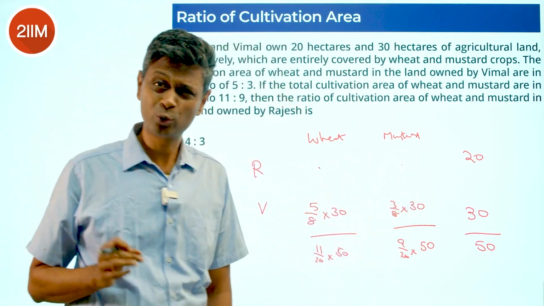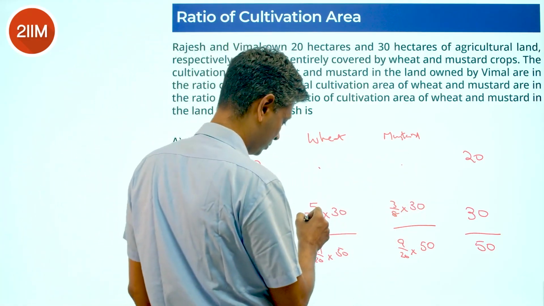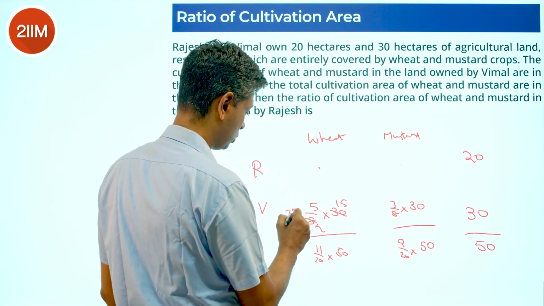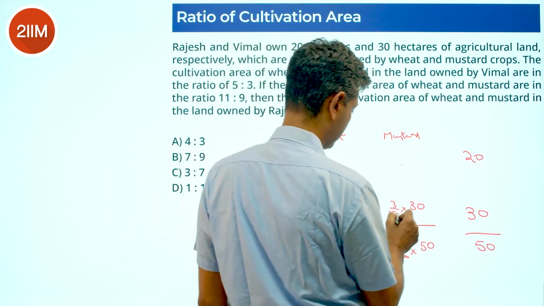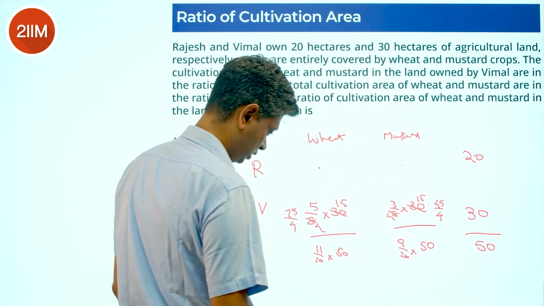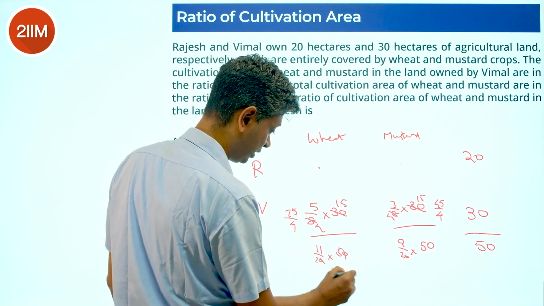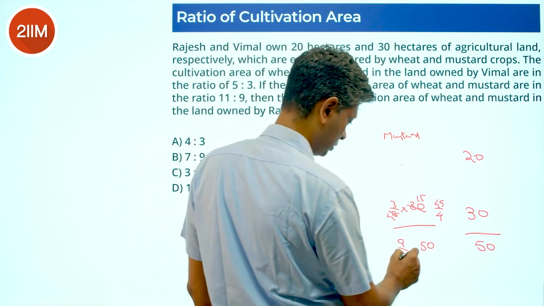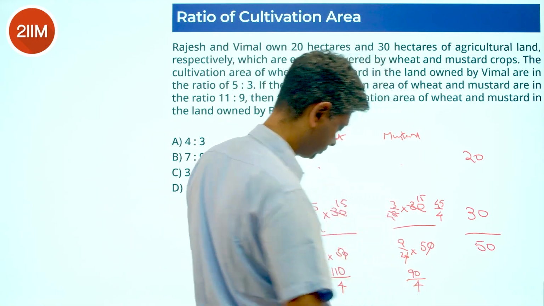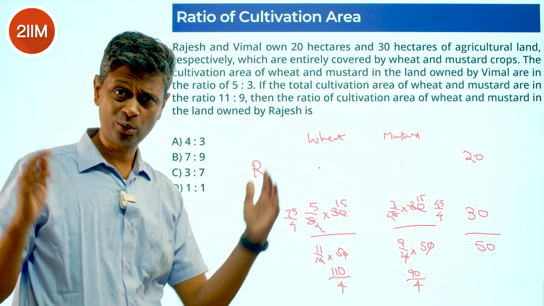Got all the numbers. Super simple question. A bunch of difficult ones. 5 by 8 into 30. This becomes 4, 15. This is 75 by 4. 3 by 8 into 30, 4, 15, 45 by 4. 11 into 5, 55 by 2, I'm going to get 110 by 4. This is 45 by 2, I'm going to call it 90 by 4. 110 by 4, 75 by 4, this plus this should be this total land.